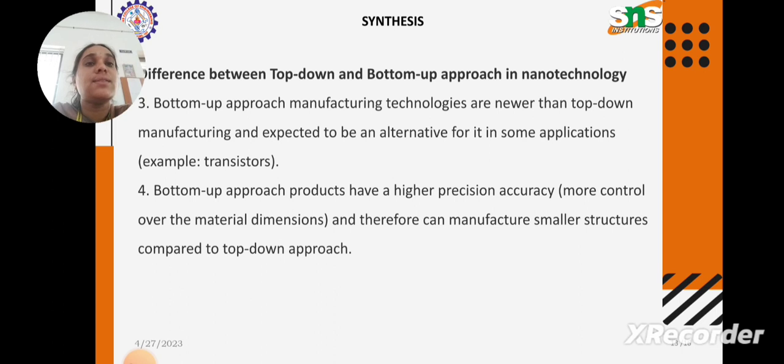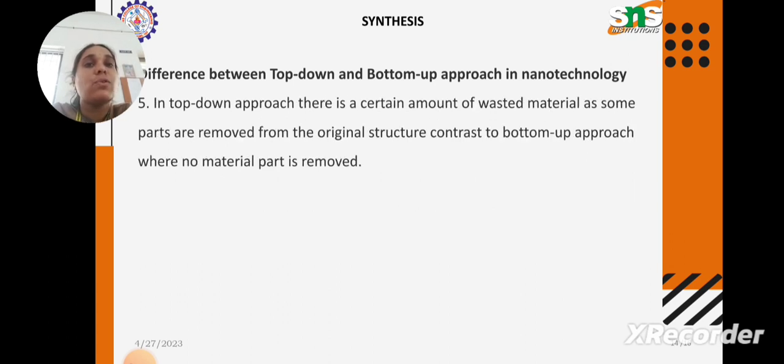The third difference is that bottom-up technology is near to replacing top-down and is expected to be an alternative for some applications like transistors. In the bottom-up approach, higher precision and accuracy are needed. It can manufacture smaller structures compared to the top-down approach. In the top-down approach, there is a certain amount of wasted material as some parts are removed from the original structure, in contrast to the bottom-up approach where no material is removed.